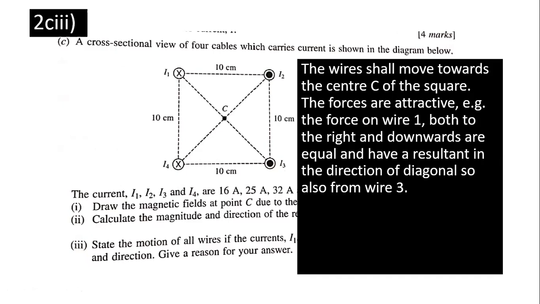The forces are attractive. For example, the force on wire 1, both to the right and downwards. The force on I1 due to I2 and I4 are to the right and downwards. So they have a resultant in a diagonal. So between I1 and I3 is also in the diagonal. That's what I mean.